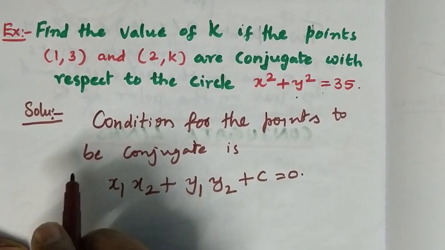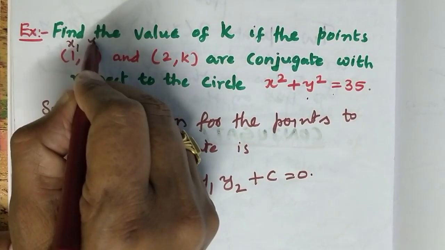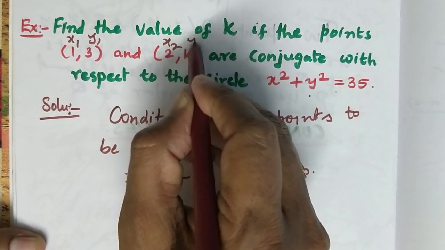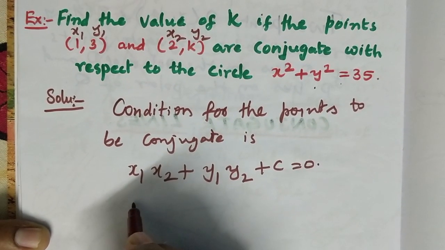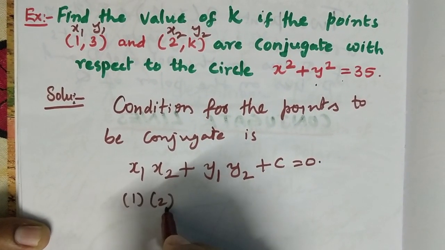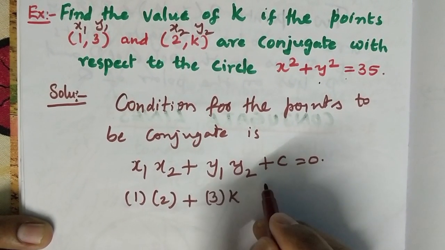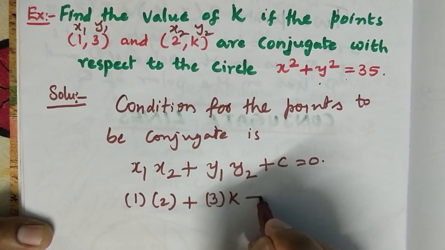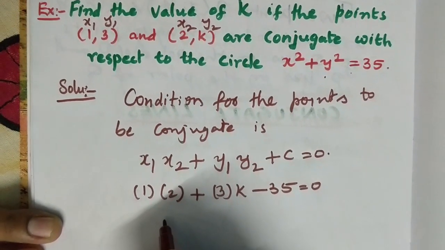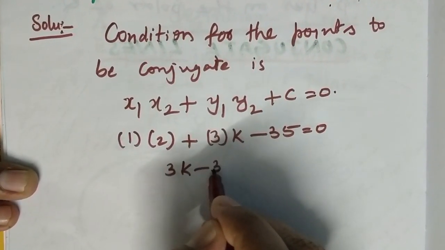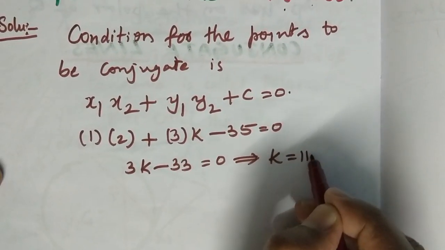Right? What is my x1, x2 here? The (1, 3) is (x1, y1). This is (x2, y2). Right? So 1 into 2 plus 3 into k minus 35 is equal to 0 here. So 3k minus 33 = 0. This gives us k = 11.